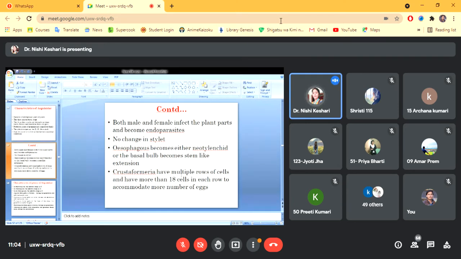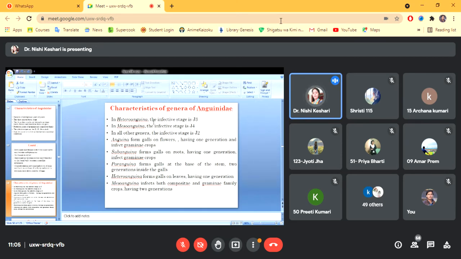Cristoformalia have multiple rows of cells and have more than 18 cells in each row to accommodate more members. I told you, in the female reproductive system, this is 4 by 4 or 3 by 4. Sometimes you can say 18 cells are there. They are just to arrange the cells. If more number of eggs are there, then they have to be large to accommodate them. So here, because they are laying more number of eggs, they are having more number of cells in cluster formation.